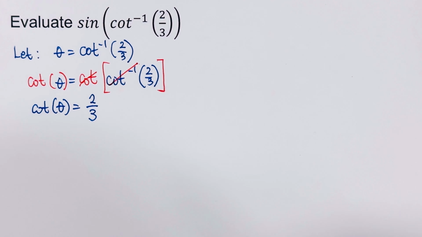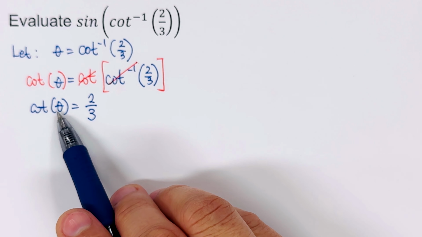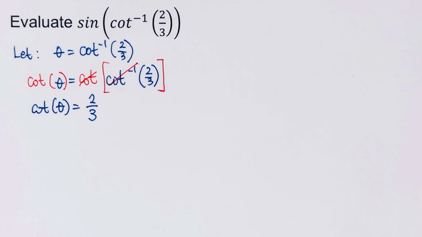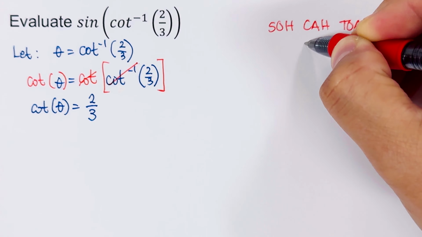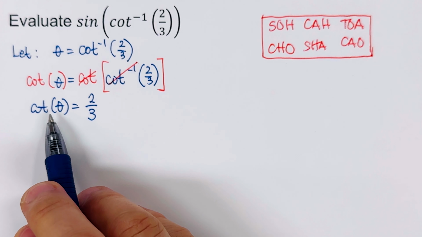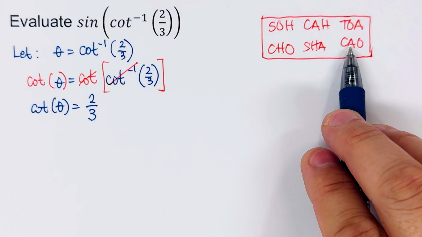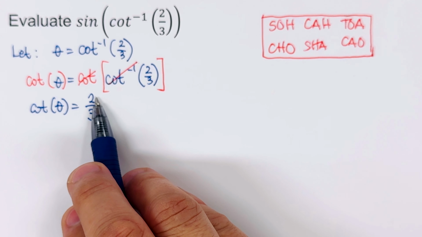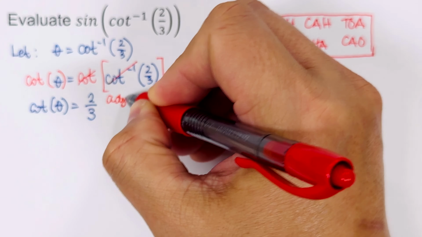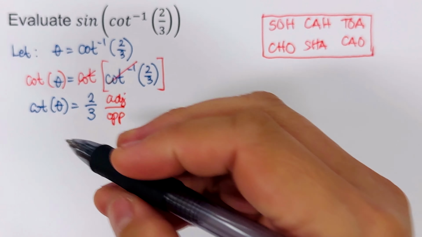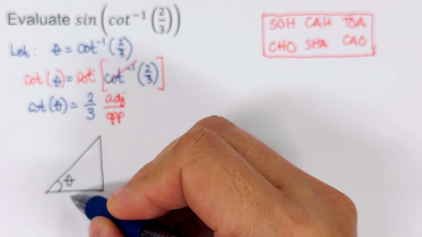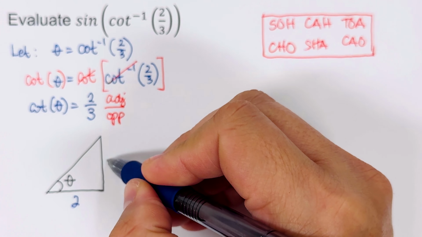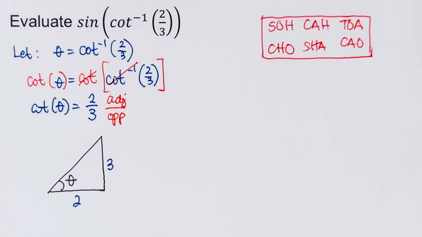Now let's determine what this 2 and 3 are relative to the theta. To do that, we're going to use the acronym SOH CAH TOA. So I'm going to go ahead and write that up here. Since we have a cotangent here, we're going to use this part of the acronym. So that means this is adjacent over opposite. So we go ahead and draw the right triangle down here. So if this is our theta, our adjacent is 2 and our opposite is 3. And so this is our hypotenuse right there.